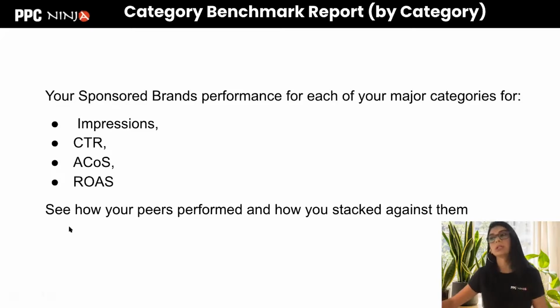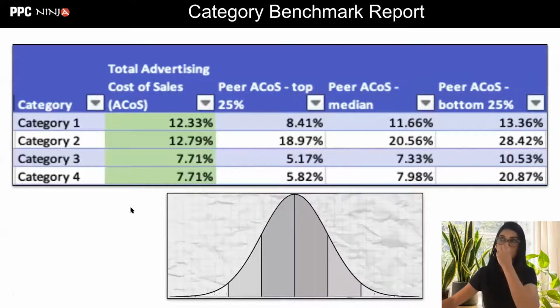And in addition, it also tells you how your peers performed in that category and how you stack up against them, right? So that's really valuable information to see, because a lot of times we can tell how we're doing in terms of, okay, we have a certain bid, we have a certain CPC, we have a certain ACOS, but we don't know how others are doing, right? So this information gives you insight into how your competitors are actually performing. So let's look at the report.